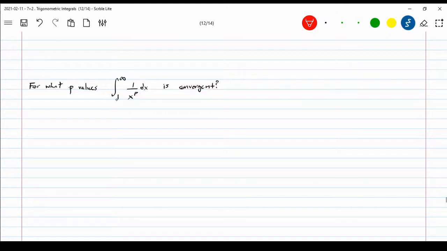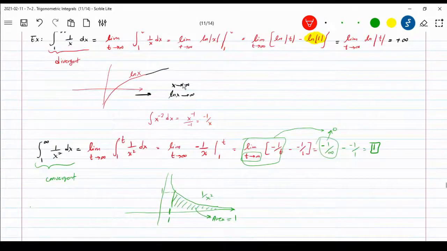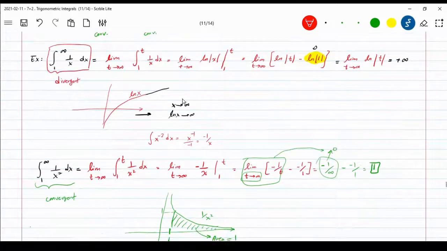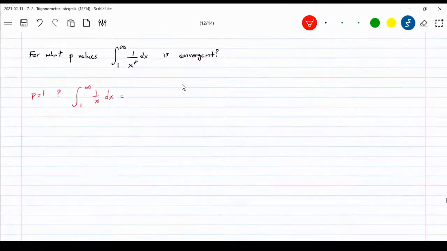If p was 1, what happens? You would have the integral from 1 to infinity of 1 over x dx. And we already discussed this in the first example. If I go up, we discussed this and the result was divergent. So if p equals 1, this was a divergent integral. What if p was not 1? So let's assume p is not 1.